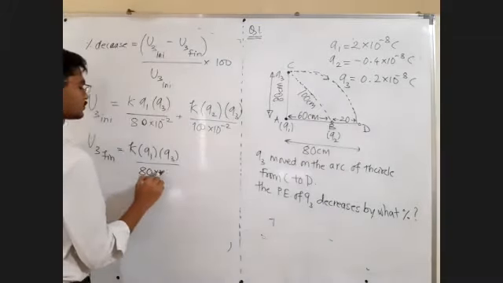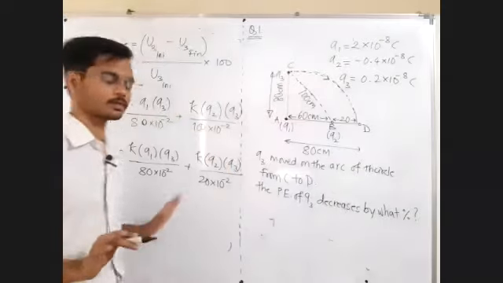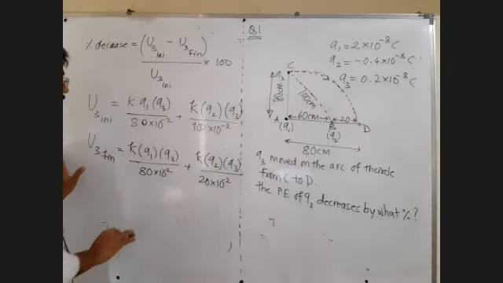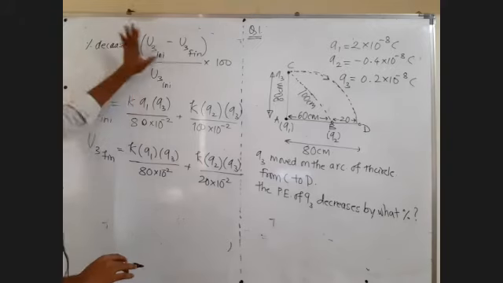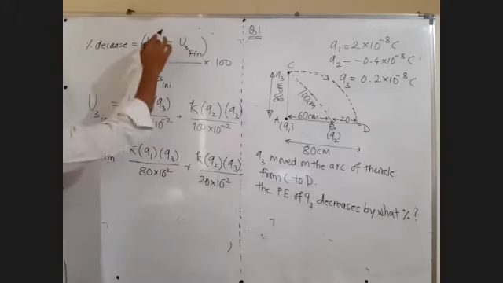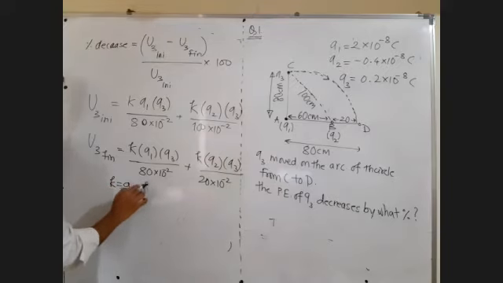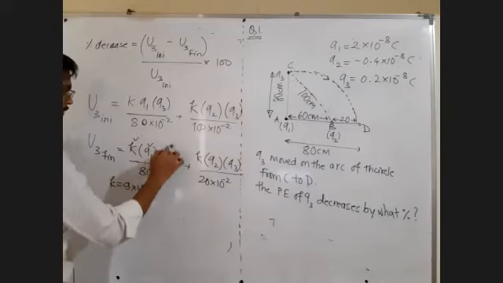Will you do this on your own? K value is 9 into 10 raised to 9. Q1, Q2, Q3, all the values are given. You have to be patient while calculating all these things, and after that you have to calculate correctly after putting in the formula. Q1, Q2 values are already given. We do not have any problem with these.